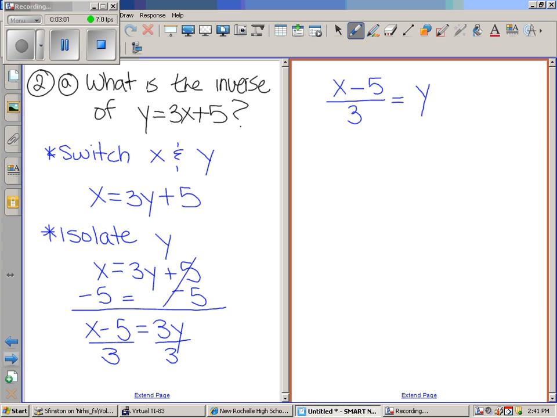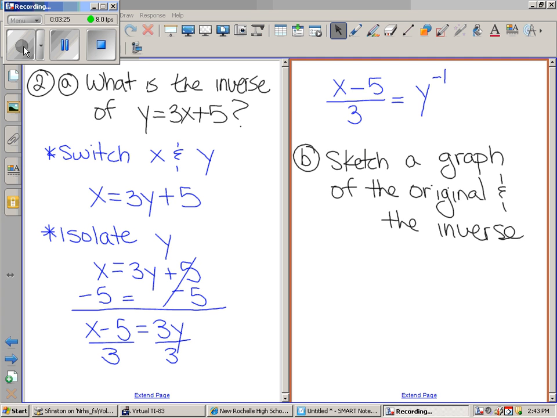Now here's the deal. In order to distinguish this equation from the original, this equation is the inverse, right? If it's the inverse, then here's what you do. You put a little -1 up there. It doesn't mean it's an exponential power. That's just how we indicate something's the inverse.